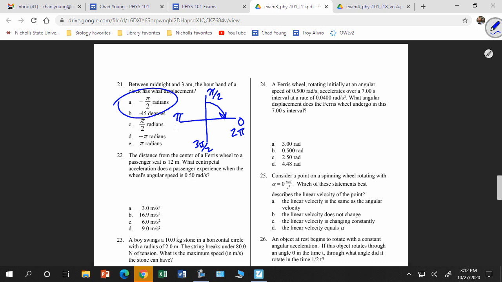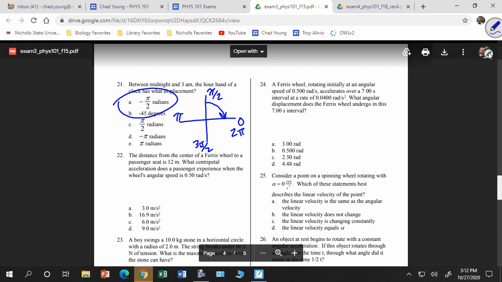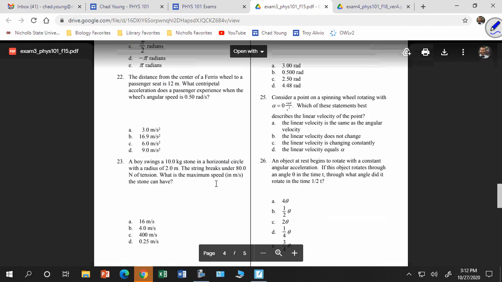Number 22, that's a centripetal force problem. You want to look at 22? Let's do 22, and then I want to do something additional in 22.